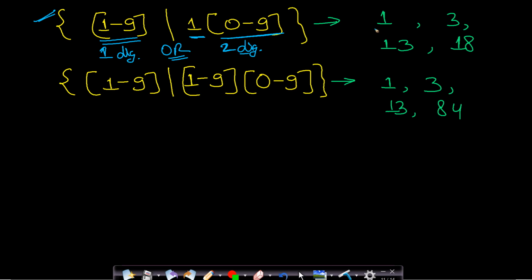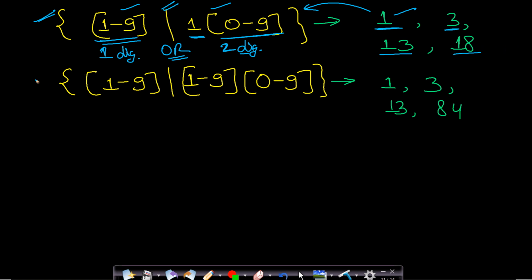Now if we give a number 1, will this regular expression match the number 1? Yes, because the first condition says it can be a 1-digit number in the range of 1 to 9. So this is valid, and this is basically an OR operator. So if any of these conditions is true, then this expression will be true. So similarly, 3 is true, 13 is true, and 18 is true.